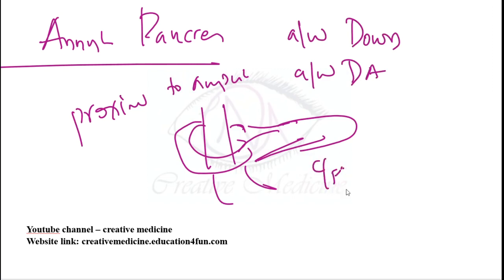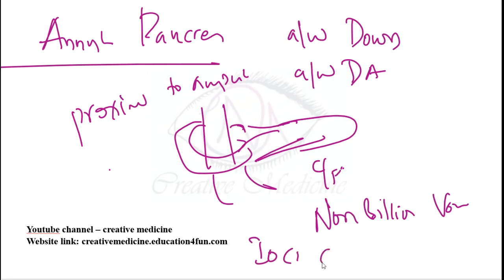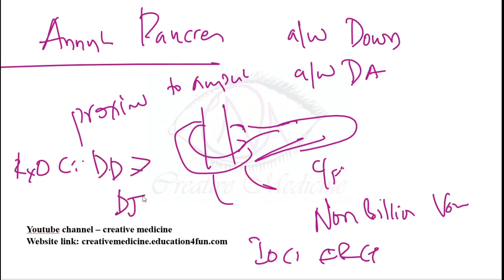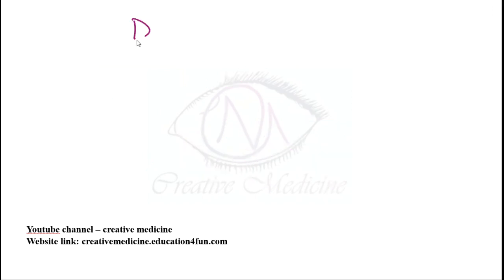In the clinical features, there is non-bilious vomiting, which occurs because the obstruction is proximal to the ampulla. The investigation of choice is ERCP. The treatment of choice is duodenoduodenostomy more than duodenojejunostomy. This is annular pancreas. Then the next important disease is duodenal atresia.